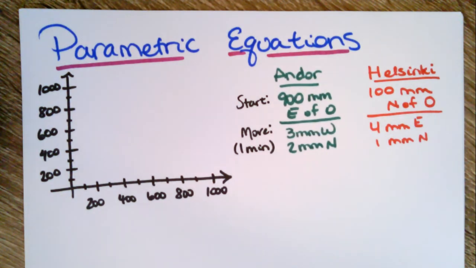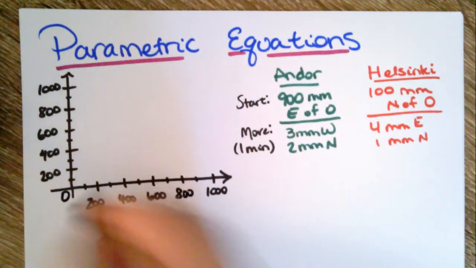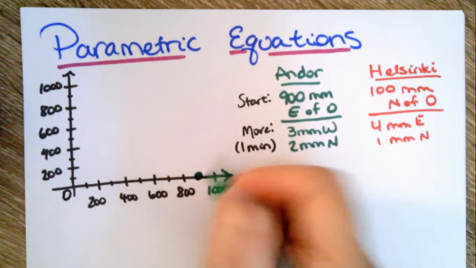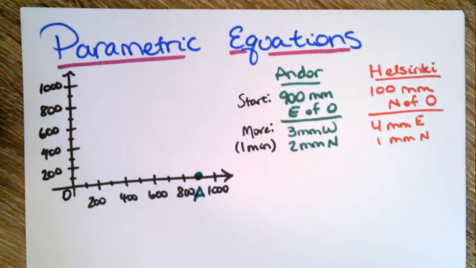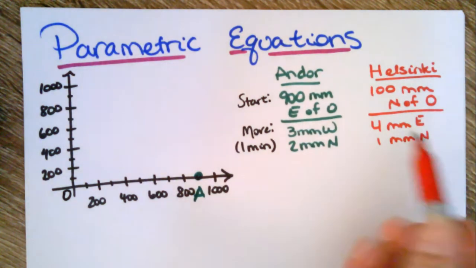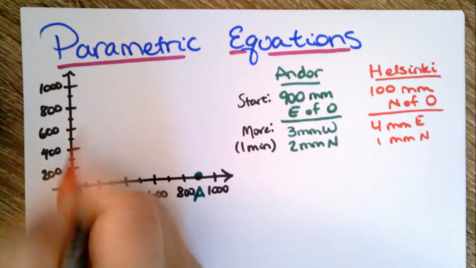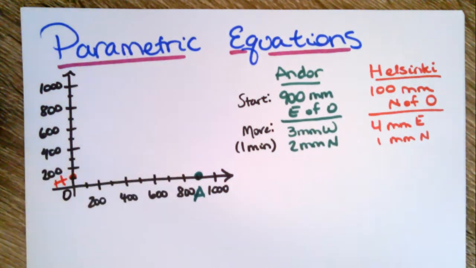The Andor enters the monitoring screen 900 millimeters east of the origin, which I forgot to label, our little monitoring station there. So our Andor is going to enter the screen right here. I'll label that with an A. The Helsinki shows up on the screen 100 millimeters north of the origin. So here's the Helsinki ship.